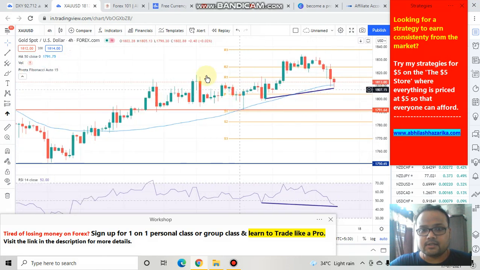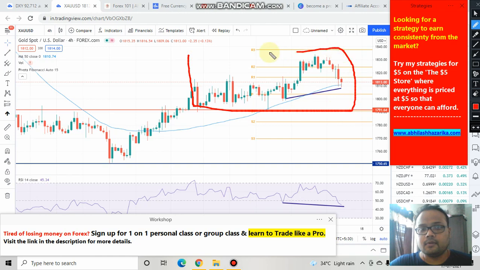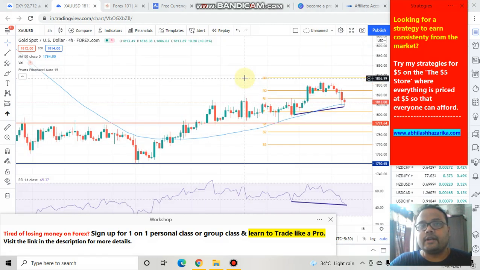Because if we just focus on this particular portion of the chart, do you still think that this is a trend reversal market? Do you still think the bulls have the required strength to take the price upward? No, not at all. Bulls do not have the required strength right now to take the price upward. Therefore, what should be a strategy for the day?